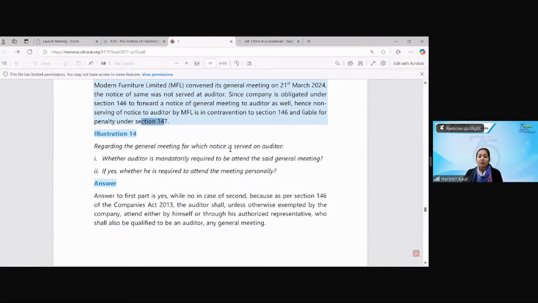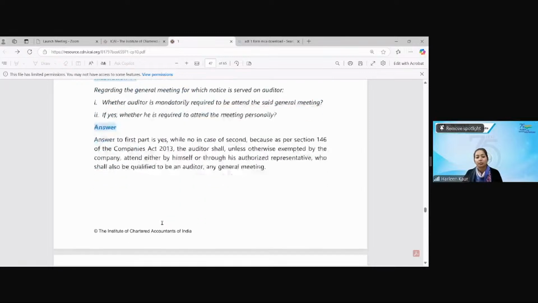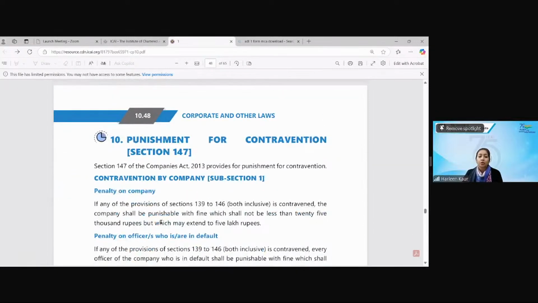Regarding the general meeting for which notice is served to the auditor, whether the auditor is mandatorily required to attend, and second, whether you can attend it yourself or send any authorized representative who can attend it. If yes, whether it is required to attend the meeting personally. So the first part is yes, you have to attend, but it is not compulsory to attend it personally.